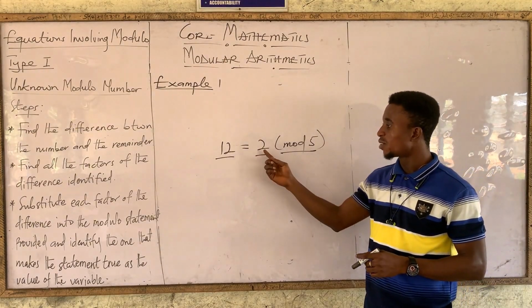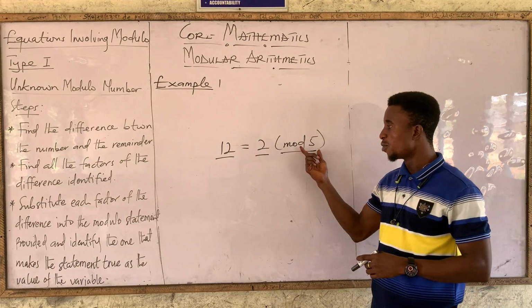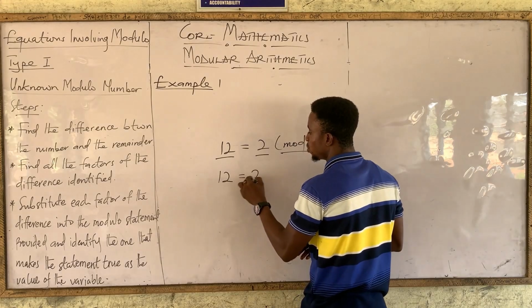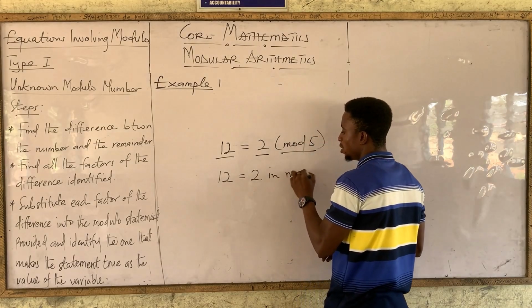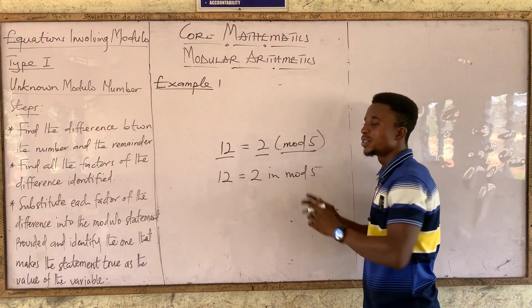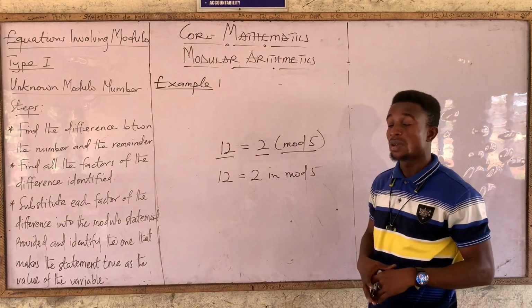This 12 we are saying is equal to 2 in mod 5. And this one can also be written as 12 is equal to 2 in mod 5. We can also write it this way. That's why we're putting this in brackets. Sometimes that's what it means.